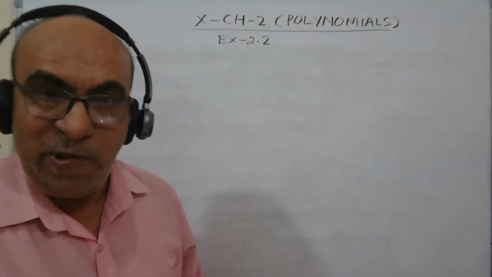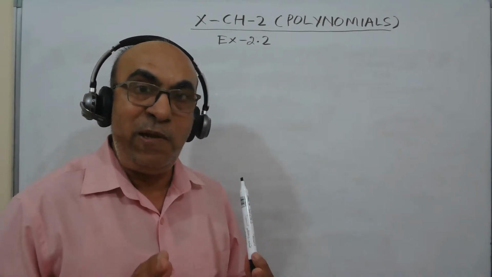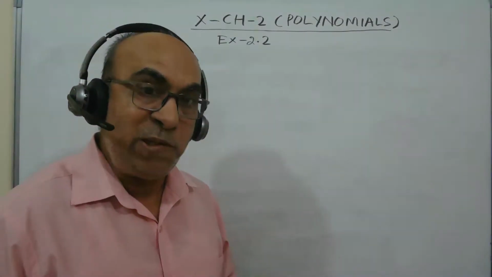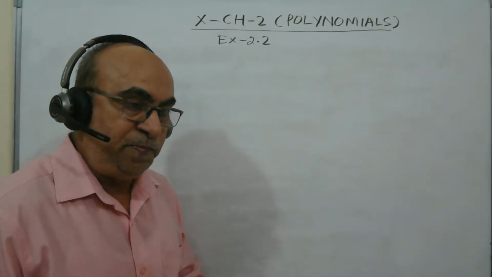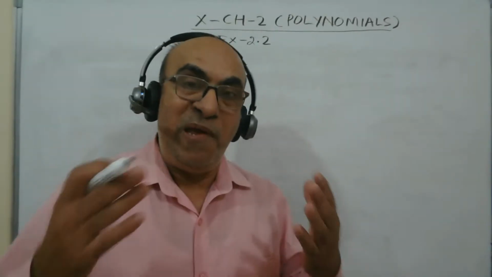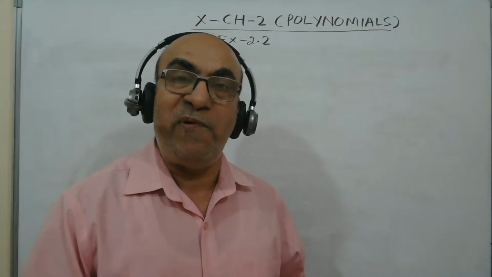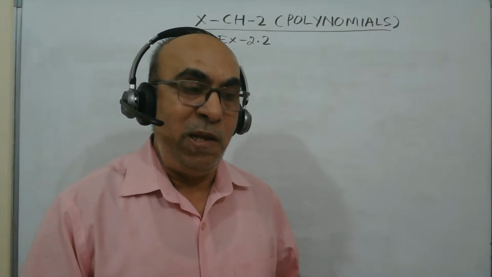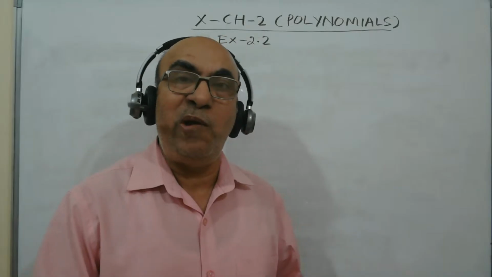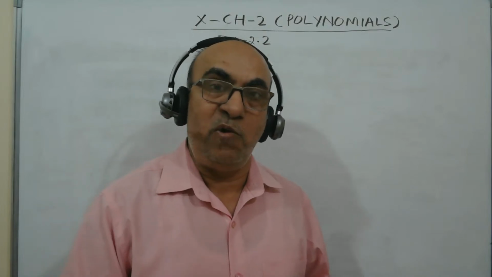So in this exercise we are going to learn how to find the zeros of a polynomial, and then we will learn how to verify the relationship between the zeros and its coefficients. To find the zeros of a polynomial, it may be quadratic or cubic, you can find the zeros just by factorizing the polynomial and then equating each factor with 0. This is the concept: factorize the given polynomial and equate each factor with 0, and you can find the zeros of the polynomial.